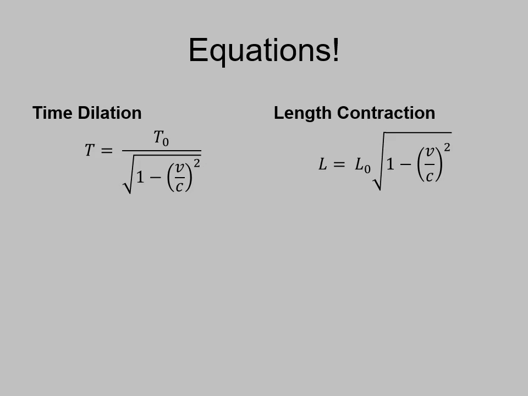And even more so in science fiction, you talk about things going faster than light. Well, you can't go faster than light, because if you go faster than light, then v over c is bigger than 1. Bigger than 1 squared is even bigger. 1 minus something bigger than 1 is negative. Square root of a negative is undefined.